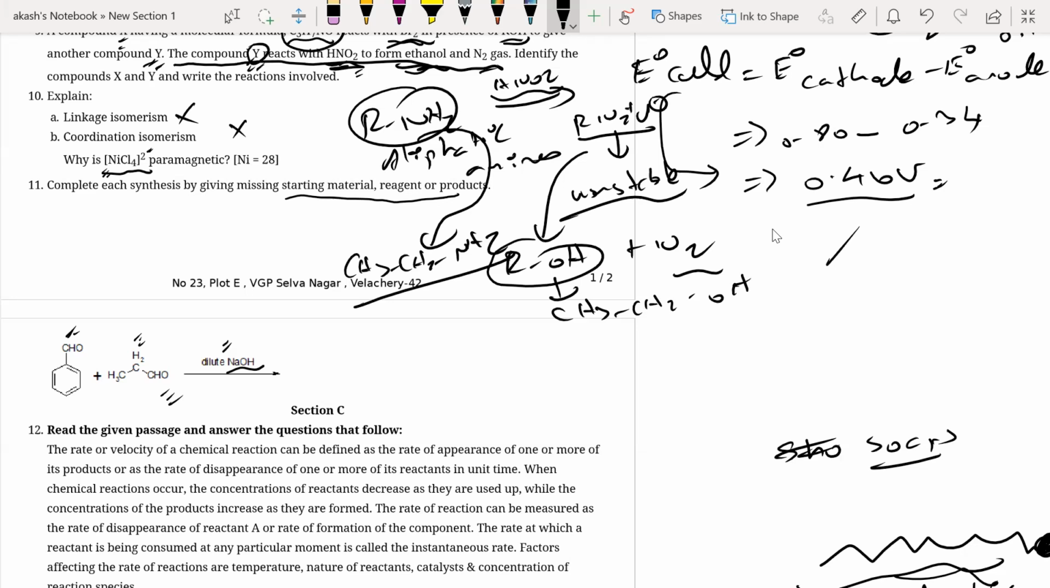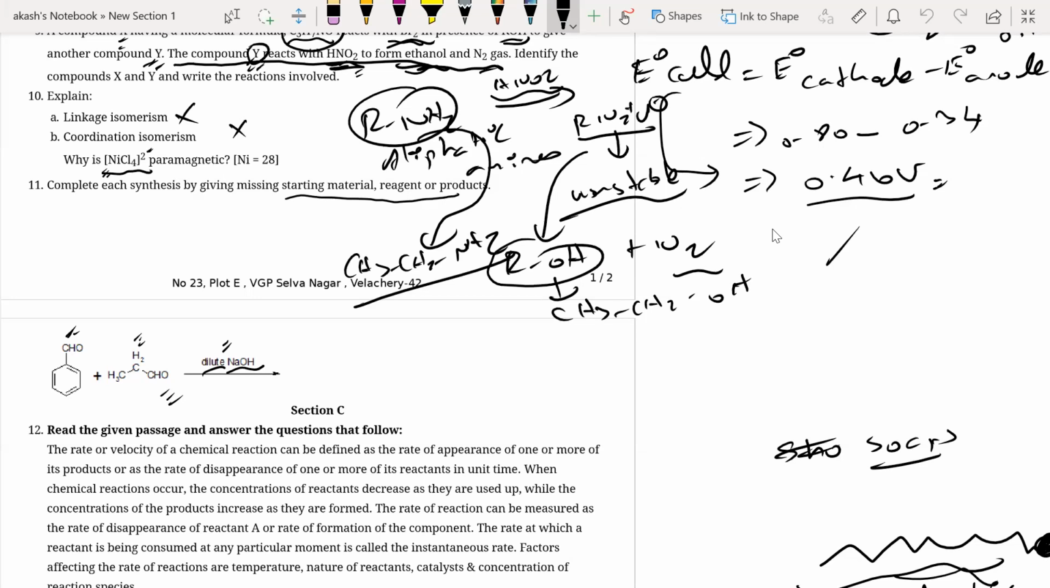Cannizzaro needs concentrated base. Okay, fine. If the question does not tell you concentrated or dilute and just gives you NaOH, then how will you decide? In this case they are giving you dilute, so you can guess it is going to be aldol, but say the question just says NaOH and doesn't say whether it's dilute or concentrated, then how do we find out whether it's aldol or Cannizzaro?